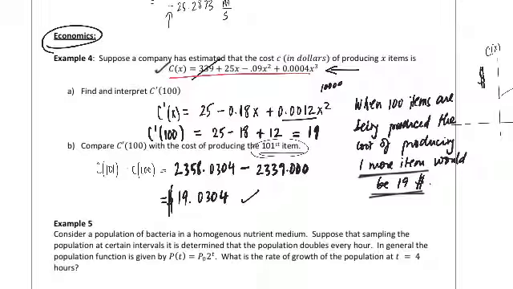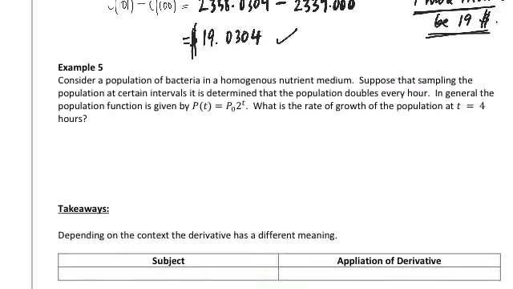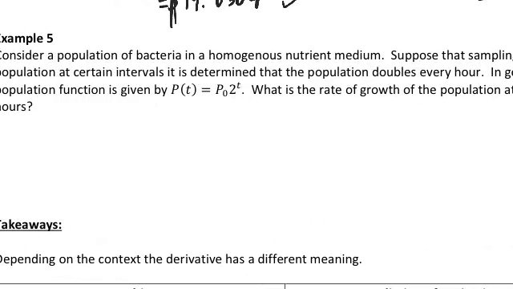The marginal cost means how much does it cost to produce that one extra item when you're already producing a certain number of items. Okay, we're at our last example, which is a biology example. Consider a population of bacteria in a homogeneous nutrient medium.